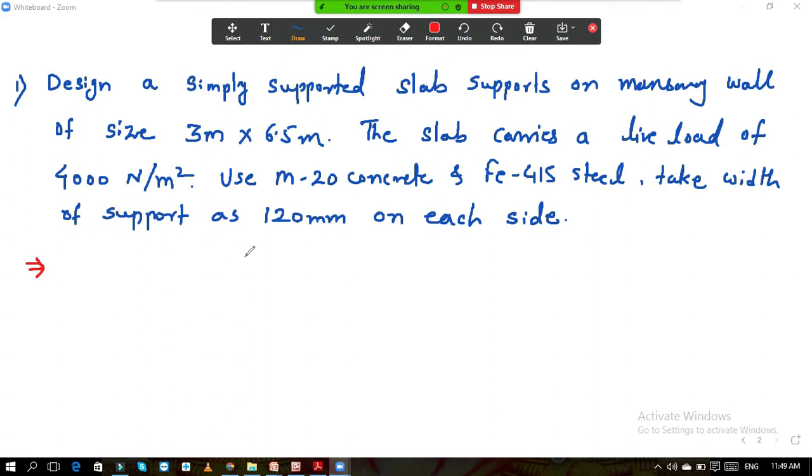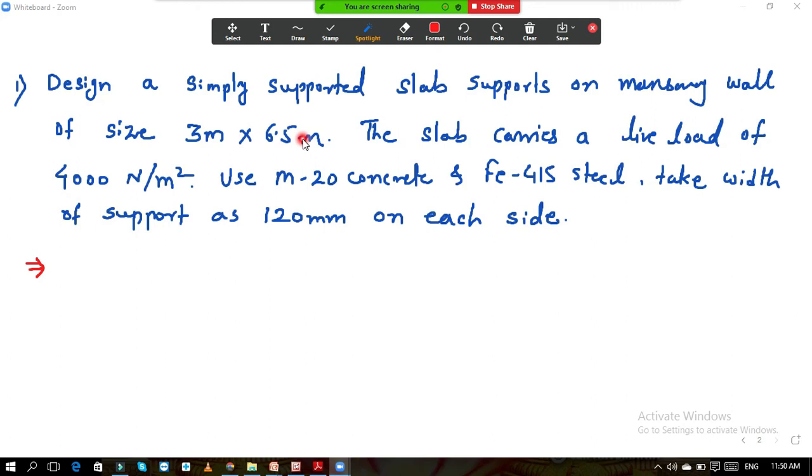Now, if you read the problem carefully, what they have given to you. Design a simply supported slab supported on a masonry wall of size 3 meter by 6.5 meter. म्हणजे ही स्लॅबची साईज दिलेली आहे, वॉलची साईज दिलेली नाहीये, एवढं तर लक्षात घ्या. Okay. So in the examination, these types of sentences will be there. So students get confused and they will take the size of masonry wall as 3 meter by 6.5 meter. It is not like that. Okay, it is supported at the end by the masonry wall, and the size of the slab is 3 meter by 6.5 meter. Okay, it is clear in the first sentence.